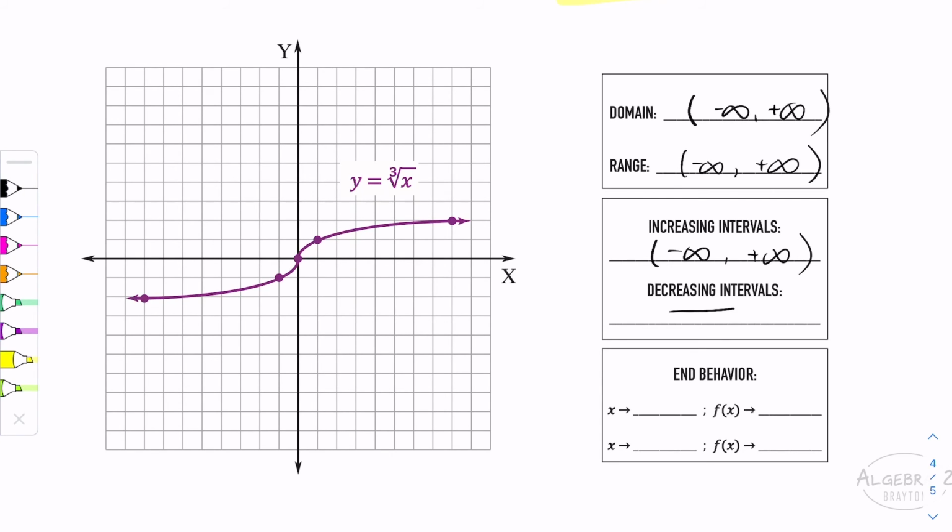And we do have two ends on this graph. As x approaches positive infinity, the function is slowly, but it is heading up towards positive infinity. And as x approaches negative infinity, very slowly the graph is heading towards negative infinity.